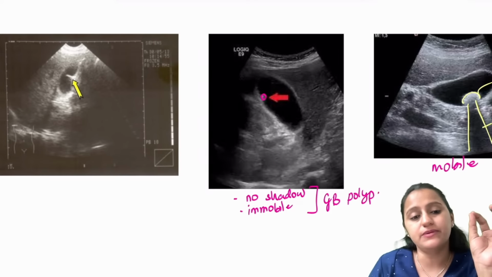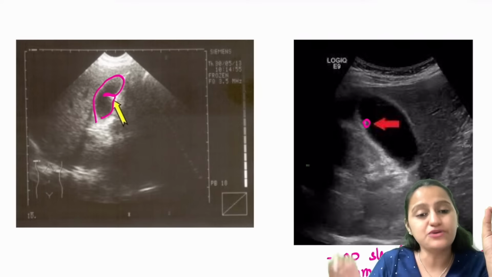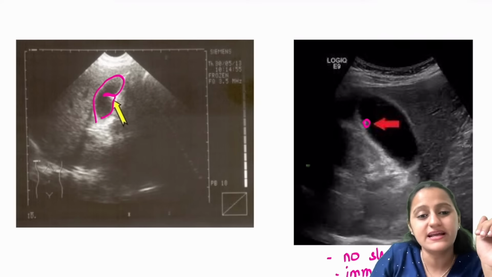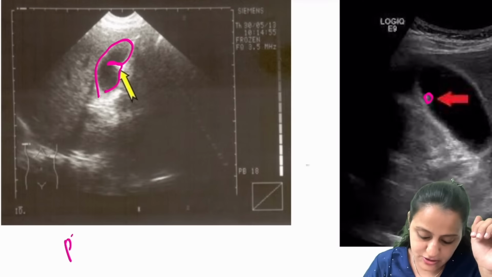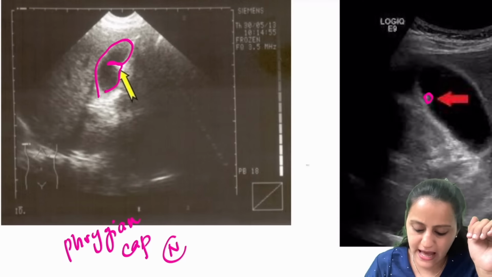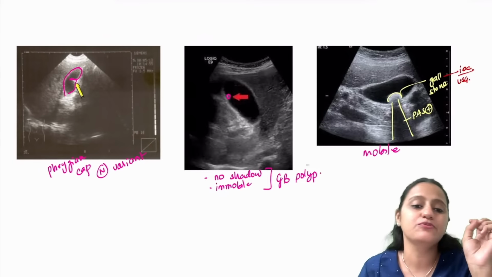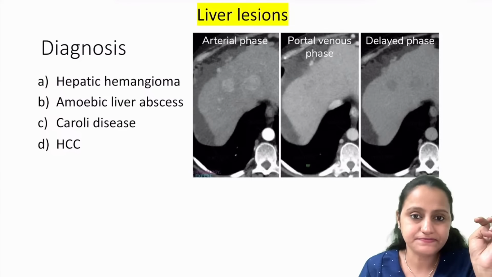This is non-mobile. And what is this normal variant in the gallbladder appearance that you are seeing? Like the fundus is folding like this, like a cap. This is called a Phrygian cap. Okay, Phrygian cap, which is a normal variant.